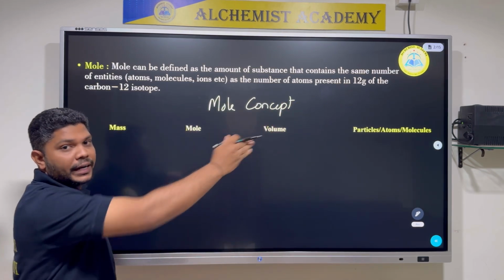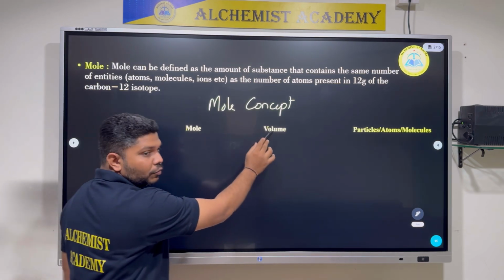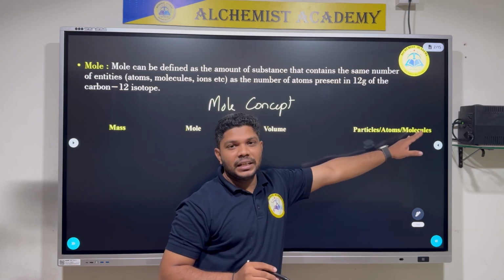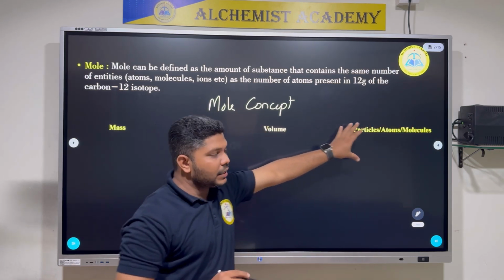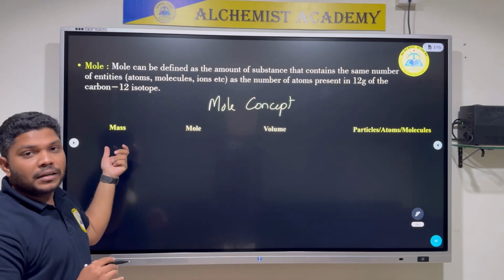To go with the mole concept, you need to know these four entities. Which are the four entities? Mass, mole, volume, and particles, meaning atoms and molecules. This I am placing as one thing: particles, atoms or molecules. Whereas this is mole, this is volume and this is the mass.